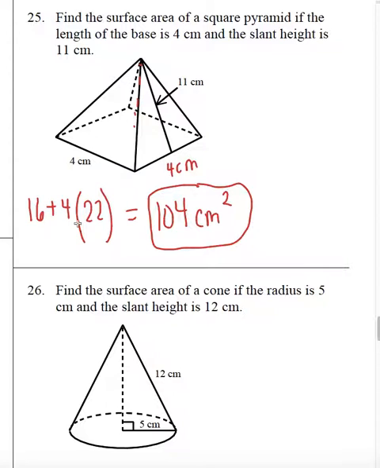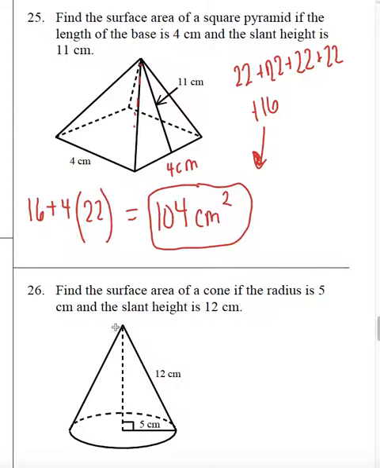So if you can't remember to multiply by 4, since there's 4 triangles, you could individually add them because you would find it's going to be 22 plus 22 plus 22 plus 22 plus 16. You're going to get the same answer either way. I just like shortcuts, so that's why I do them.